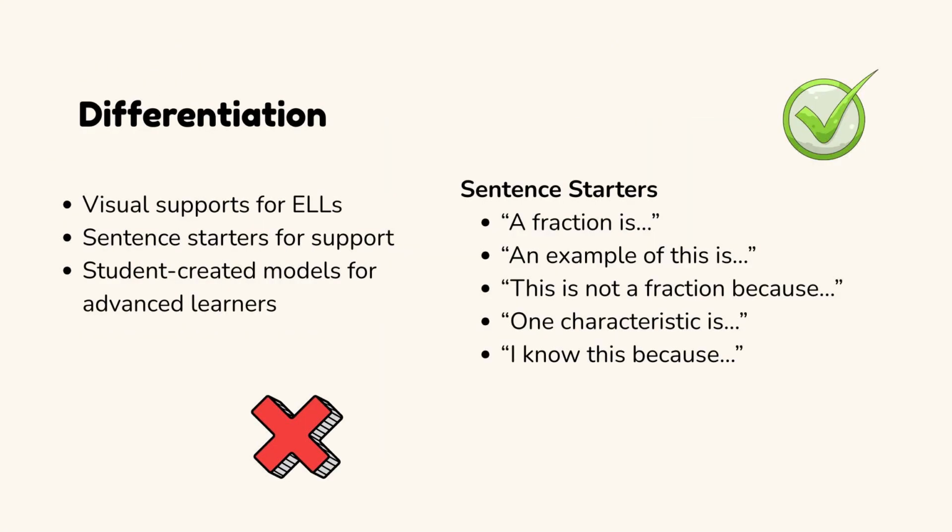This strategy is effective for a wide range of learners. For example, visual supports can help English language learners, and sentence starters can support students who need additional guidance. Advanced students can create their own Frayer models to extend their thinking.